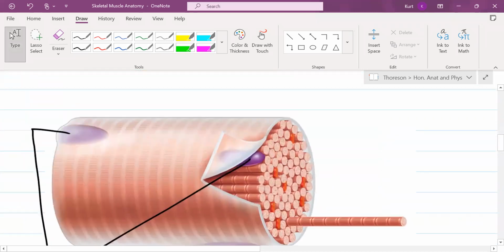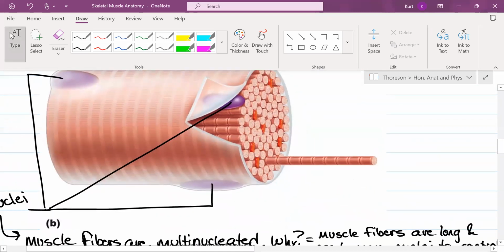Okay, now next. This structure here is called a myofibril. It is an individual unit within a muscle fiber.